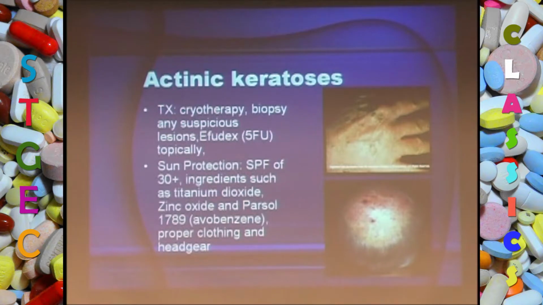And then, of course, you want to aggressively counsel these patients regarding sun protection. You want to make sure that they use an SPF of at least 30, ideally more is better, with either a titanium or zinc oxide, which is an actual mechanical barrier, or the Parcel 1789, which is a chemical barrier that's extremely effective.